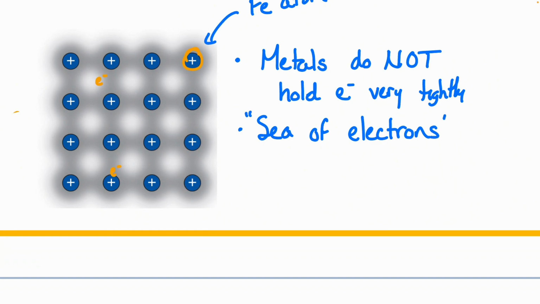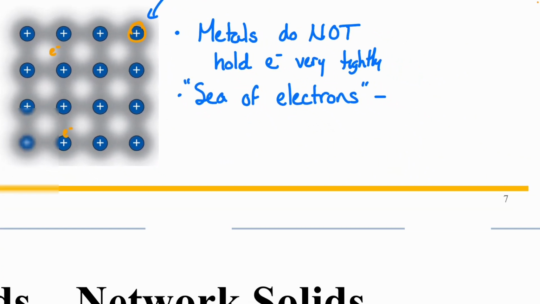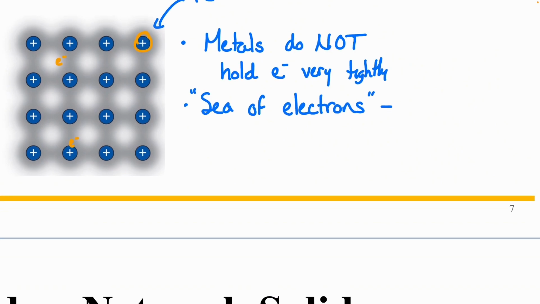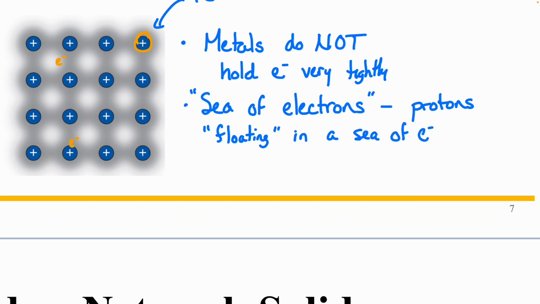Okay, so we're going to define this sea of electrons model here. Our protons are quote-unquote floating in a sea of electrons. The electrons are like the water, and the protons are sitting in that sea of electrons. The electrons are the ones moving freely about, and our protons are floating around in there.